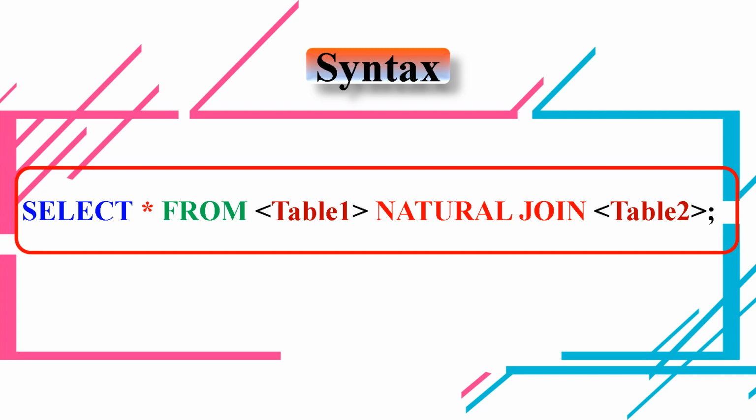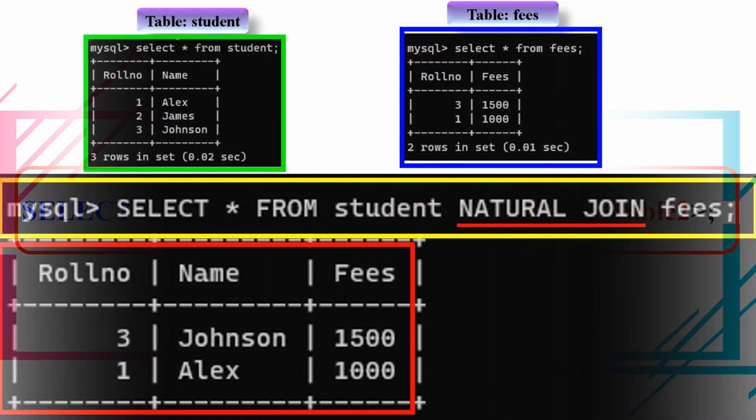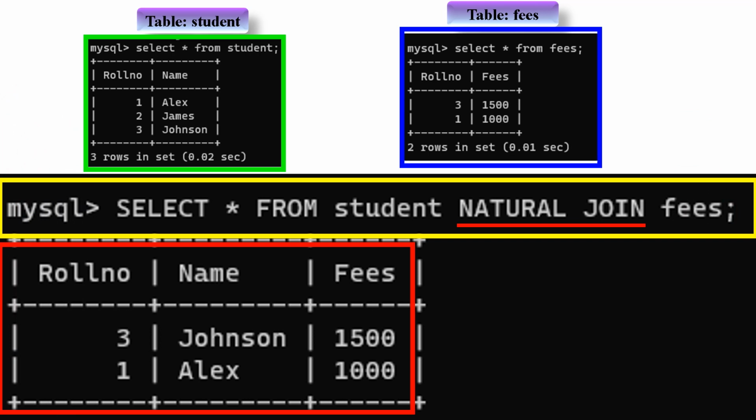Let's see an example. We have the two tables student and fees on the top of the screen. Now, we are going to use natural join with these two tables. Look at the yellow box. In the MySQL prompt, we type the statement: select star from student natural join fees semicolon.